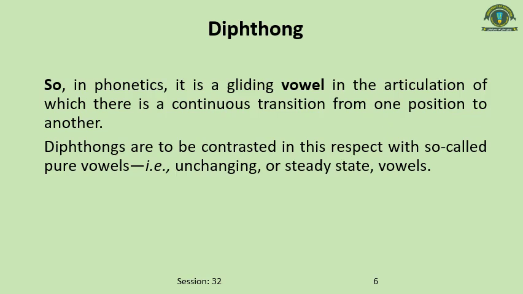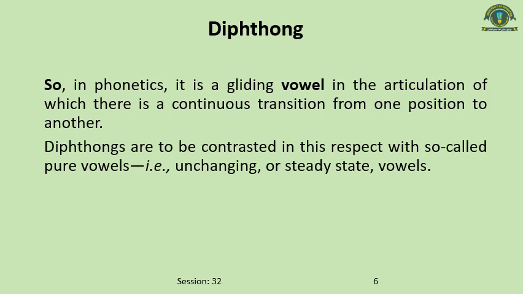Remember, at the same time, diphthongs are to be contrasted in this respect with so-called pure vowels. Now, what are pure vowels? They are unchanging, steady state vowels. This is what we call pure vowels. And our diphthongs are contrasted with respect to our pure vowels. And what are pure vowels? They are unchanging, steady state vowels. This is what we have to understand.